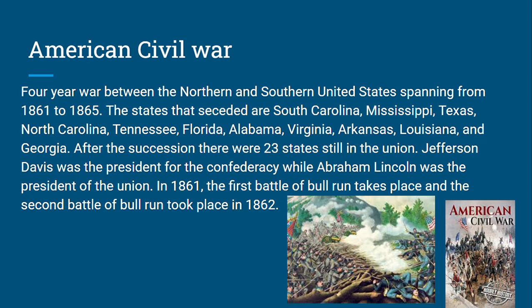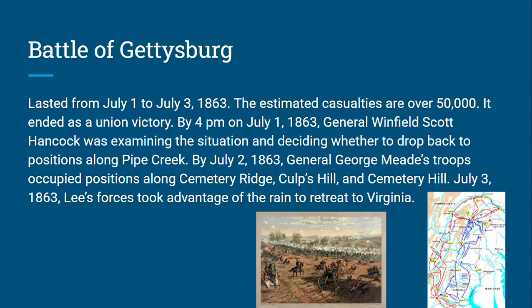In 1861, the First Battle of Bull Run takes place, and the Second Battle of Bull Run took place in 1862. So the Battle of Gettysburg, this lasted from July 1st to July 3rd, 1863. The estimated casualties are over 50,000. It ended as a Union victory.